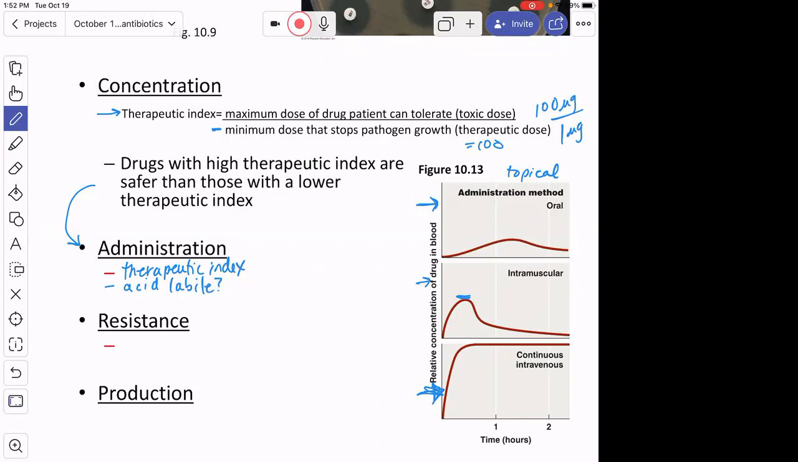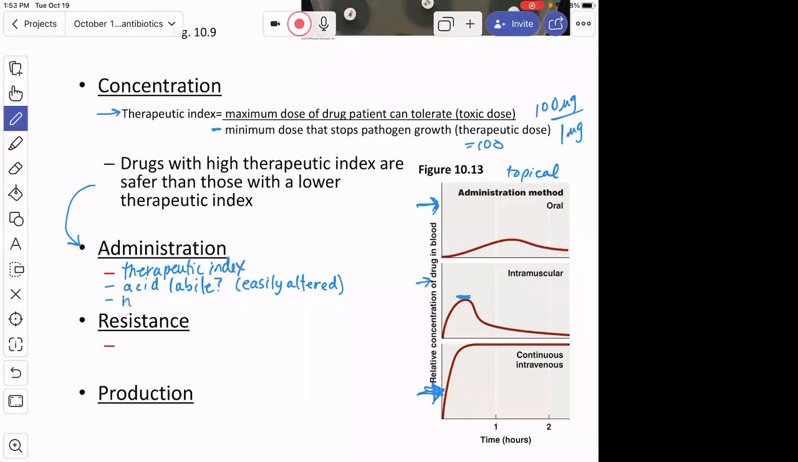Labile means that it's easily altered. So is the drug easily altered if you swallow it and it passes through the stomach, where the acidity is really high? That's a huge consideration. Obviously, if the drug breaks down in the stomach, then you're not going to be able to administer it orally. It has to be given by injection or IV.